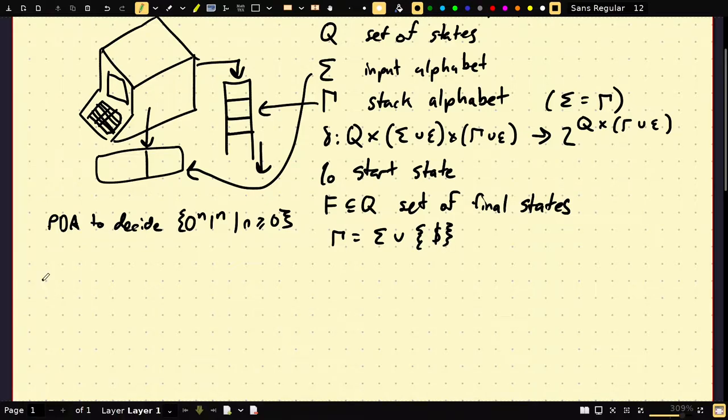So first thing we do then is we push the stack. So I'm going to write the transition like this. Actually, I'll do the circles with the fancy way.